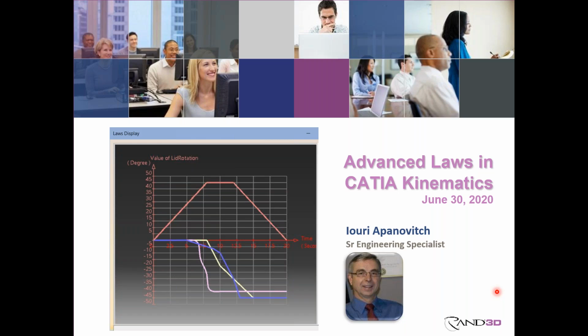The topic today is using advanced laws in CATIA Kinematics. I'm sure all of you must have used kinematics in the past, so you do know the basics, which is how to create commands, how to create joints, and this and that. I want to cover a separate topic, which is how to use laws.